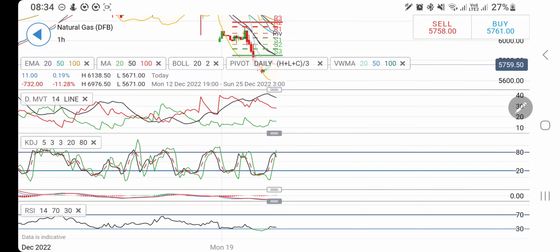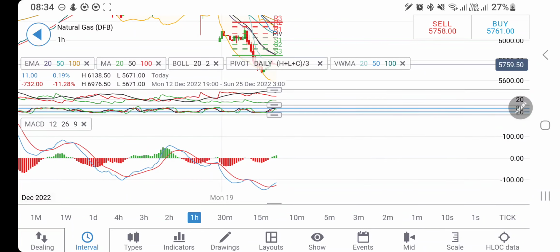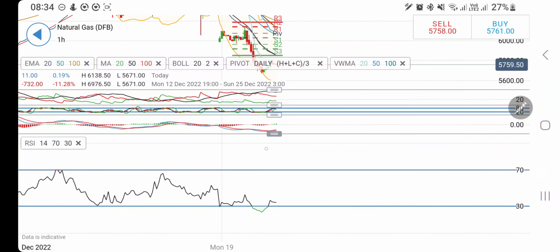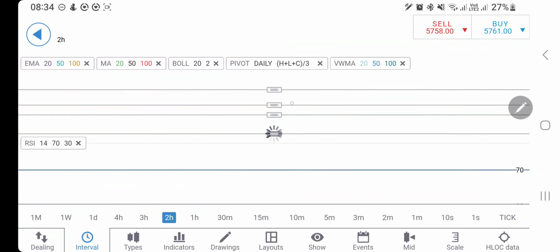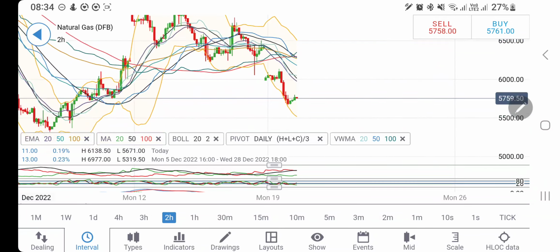Directional movement here is bearish and trying to converge. The stochastic is near to overbought, now looking downwards, and if you look at the MACD, this is crossed over, this is divergent, this is bullish, it is looking upwards. The RSI has come out of the oversold zone. Hence NG on the hourly chart, it appears that it may show a little strength.